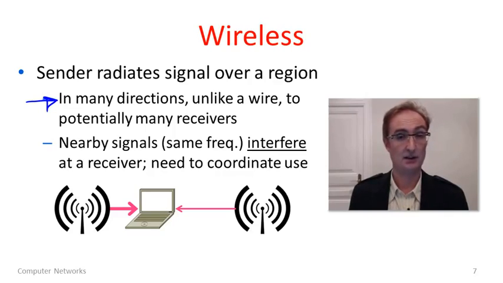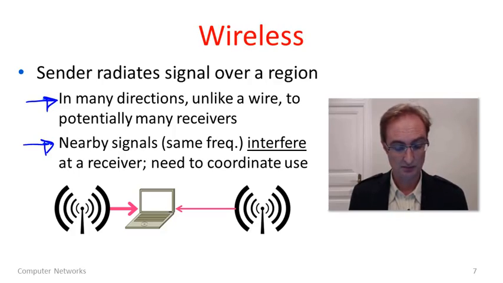This has an advantage that it can reach potentially many different receivers at the same time, to everyone in the vicinity, but it also causes a sizable complication for using wireless systems. That nearby signals, which have been transmitted on the same frequency, can interfere with one another at the receiver.